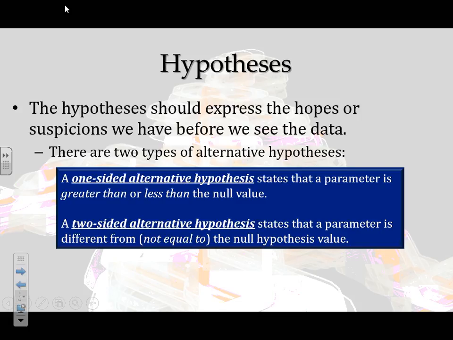That's a one-sided alternative. But we said in some cases we might not have an inclination as to which direction it's going. So if we think it's not equal to, so he says it's 80%, we don't know which direction it's going, we just think it's different than that, that would be a two-sided alternative. Now we have to look at both sides, both less than and greater than.